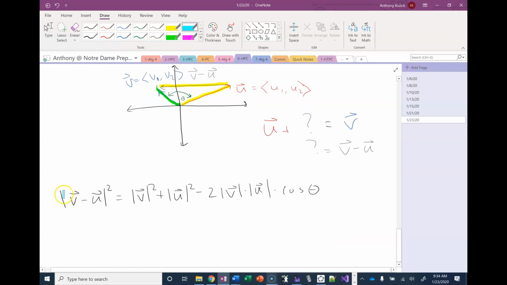Now what I'm going to do is with this magnitude squared, I'm going to apply the magnitude property of dot products. You go back and look at property 5, it says that the dot product of a vector with itself is equal to its magnitude squared. So I'm going to rewrite this then as v minus u dot v minus u. And then everything else is just going to stay the same.